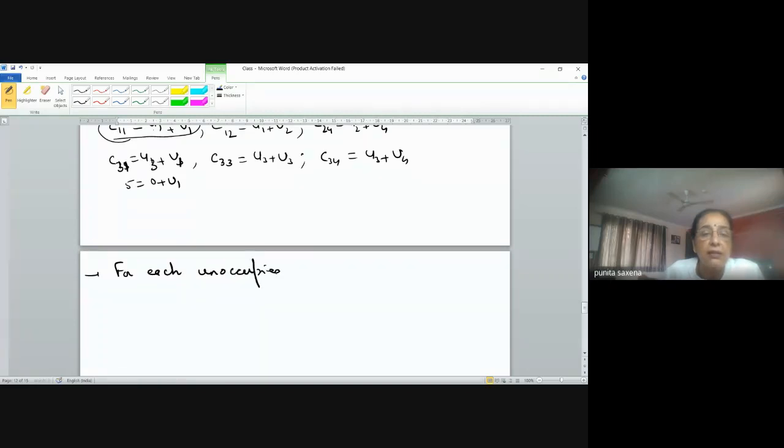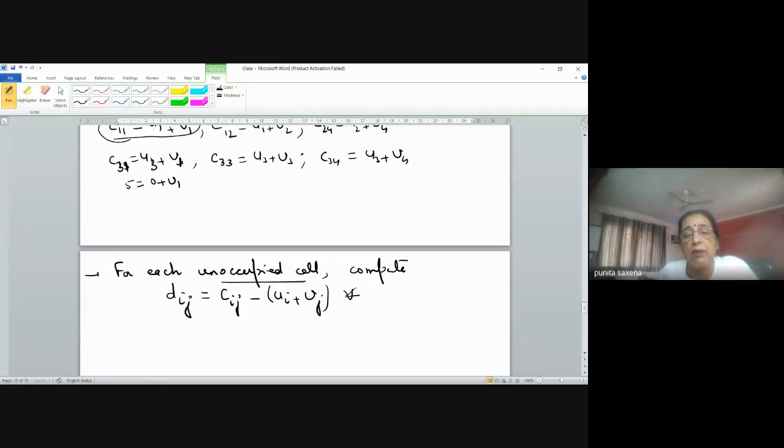for each unoccupied cell, we compute DIJs. And how are they computed? They are equal to Cij minus Ui plus Vj. For, obviously, each unoccupied cell, I've already written. Is that okay? That means, of course, see, for each unoccupied cell, Cij तो already given था हमारे पास, ठीक है? Ui, Vj हमने compute कर लिए. So we can easily compute DIJs for each unoccupied cell, right?